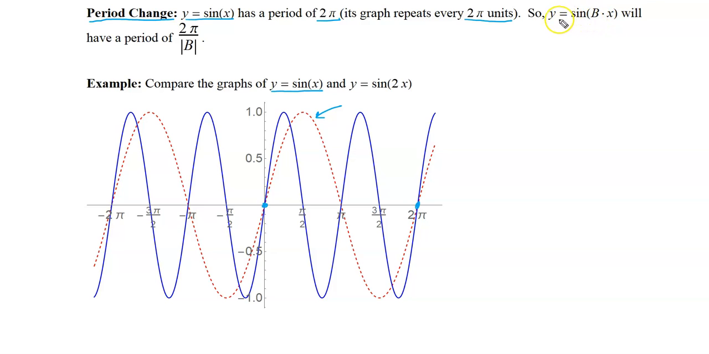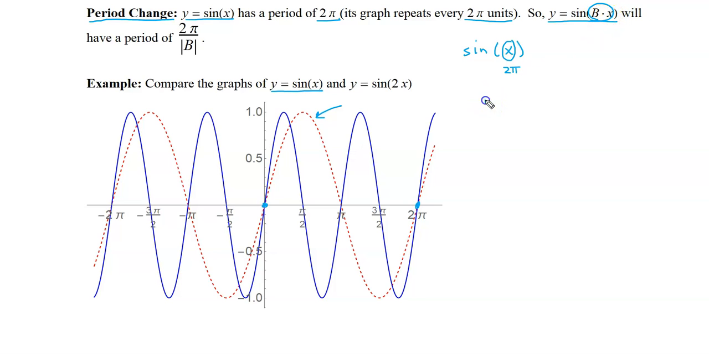Now consider a function like y equals the sine of b times x. So we replace the x in here with the b times x. The question is, what is the period of this new function? How long does it take to start repeating? Well, if we consider the graph of sine x, this function will start repeating whenever the x reaches 2 pi. If we start with x equaling 0 and we go to 2 pi, that's when this function will start repeating. Well, the same is true for this. It will start repeating whenever what is inside the parenthesis here reaches 2 pi.